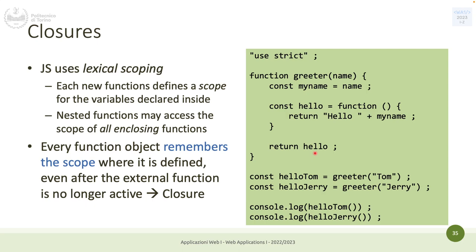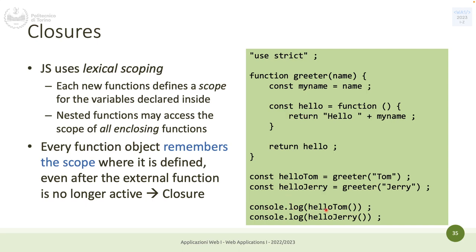A function with the parentheses is a function that you execute in that moment. If you write hello, open and close parentheses, you are executing hello in that moment, so you are returning hello plus the name. But here you are not executing the function because there are no parentheses. You are returning the entire function because the function is an object, and you can return any object, including a function. So here, the greeter hello Tom or hello Jerry are actually functions, a reference of this function.